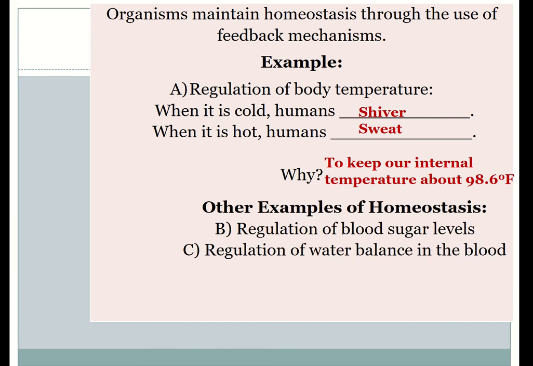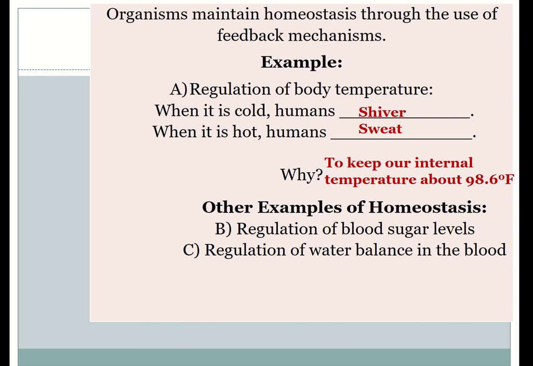A couple other examples you can write down are we regulate our blood sugar levels. So you might think of someone who's diabetic. They don't have the ability to do that, so they might have to take insulin. But our body should do this normally. So when we eat a meal with lots of sugar, what it'll do is it'll store that excess sugar away so it doesn't affect us negatively.